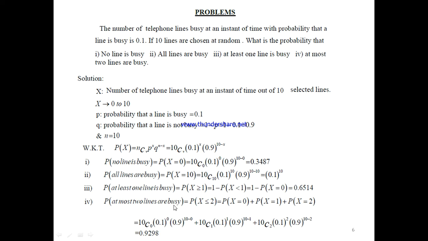And the last one which we have to find is the probability that at most 2 lines are busy. When it is at most 2 lines, the maximum number is 2 or it may be less than that. So here our random variable x takes the values less than or equal to 2. And when it is less than or equal to 2, the possible values are 0, or 1, or 2. Now let us find the probability that x is 0, 1 and 2 by considering the value of x as 0, 1 and 2 in our probability function p of x, and after simplifying these terms, finally we'll get our answer as 0.9298.